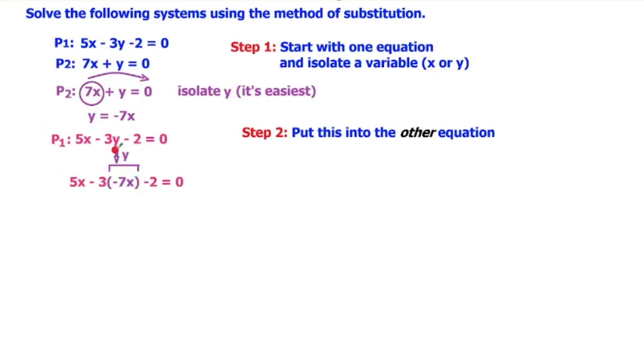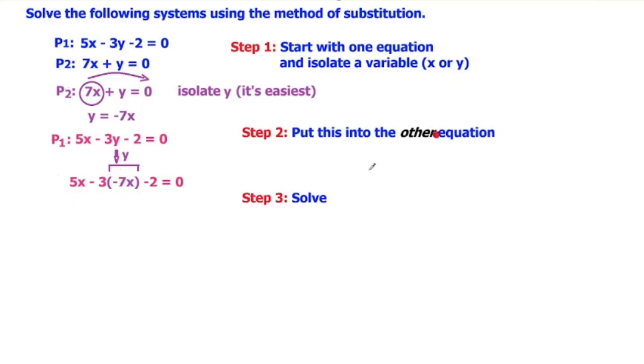And we're going to find y. And y is equal to negative 7x. We know that because we just solved it. So let's just put in negative 7x here. Instead of y, we're going to put in negative 7x. So we've substituted this in for y.